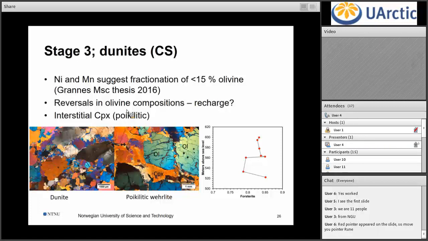And we can also see in these dunites that the clinopyroxenes, when they are present, are interstitial. You see that in the central image, where we have poikilitic clinopyroxene enclosing primocrysts of olivine. Next, please.